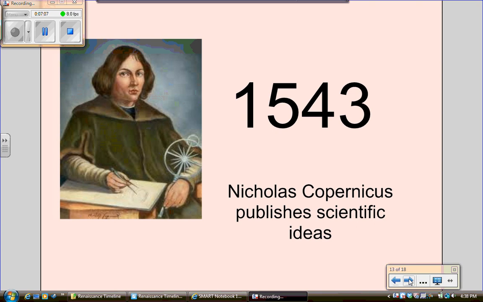Science was also taking off during the Renaissance. Many new scientific ideas were being formulated, and many old ideas were being questioned. In 1543, a fellow named Nicholas Copernicus published his volume on scientific ideas that began changing the way people thought about the world and the universe and our place in it.